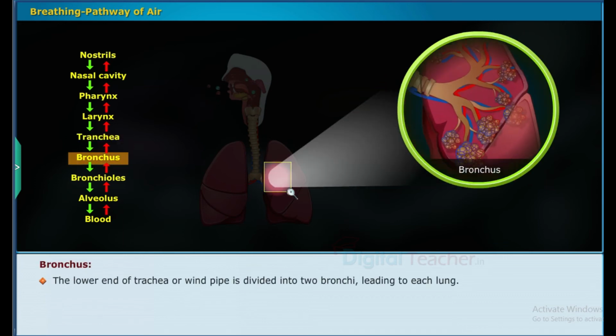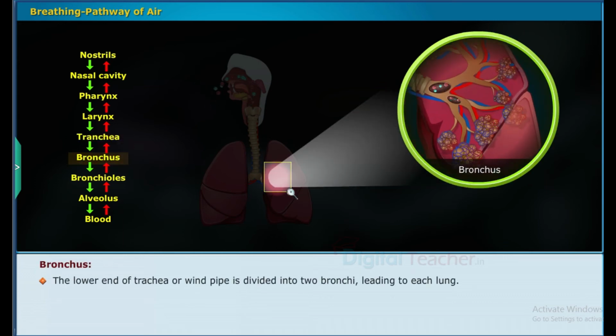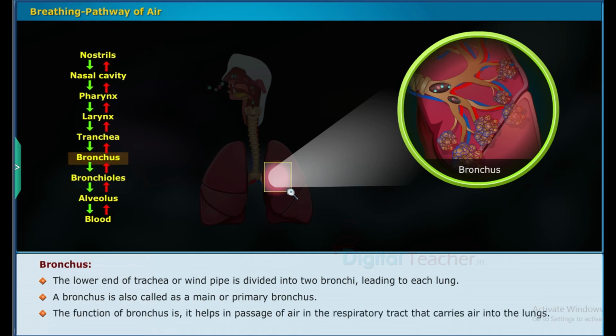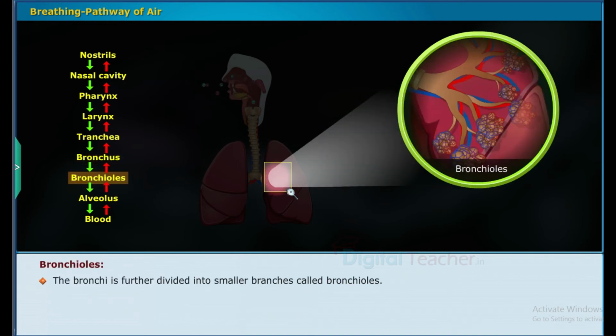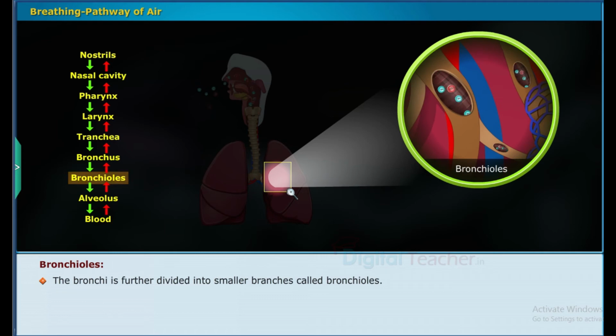Bronchus. The lower end of the trachea or windpipe is divided into two bronchi, leading to each lung. A bronchus is also called a main or primary bronchus. The function of the bronchus is that it helps in the passage of air in the respiratory tract that carries air into the lungs. Bronchioles. The bronchi are further divided into smaller branches called bronchioles. In the bronchi, the exchange of gases does not take place.